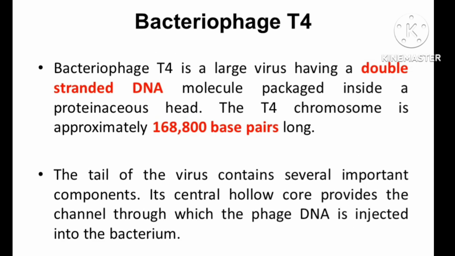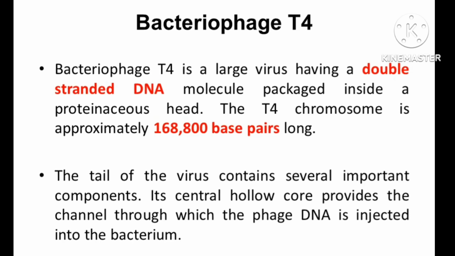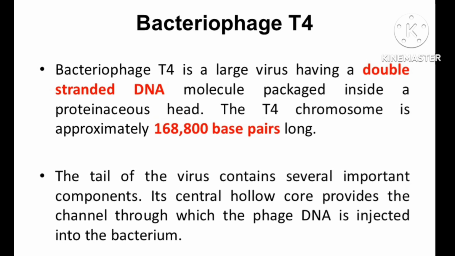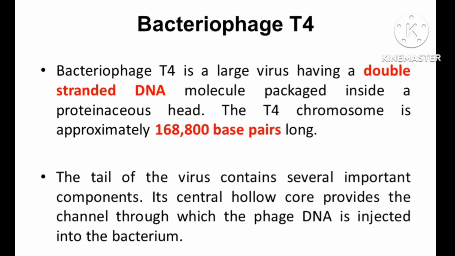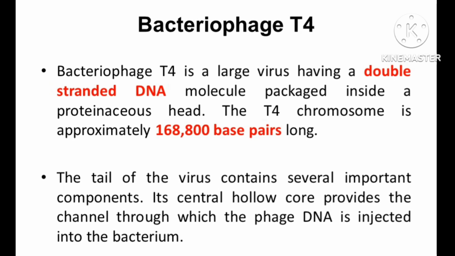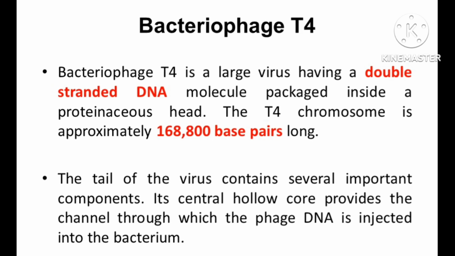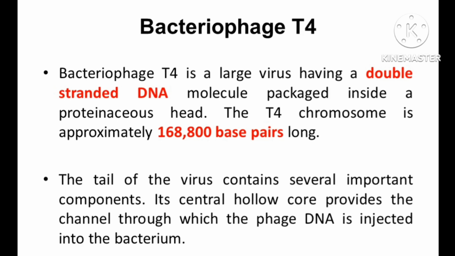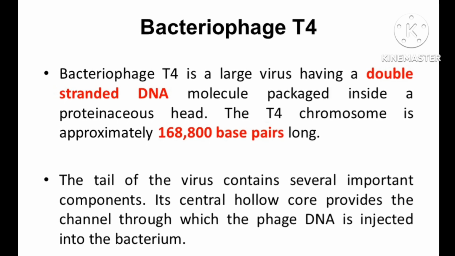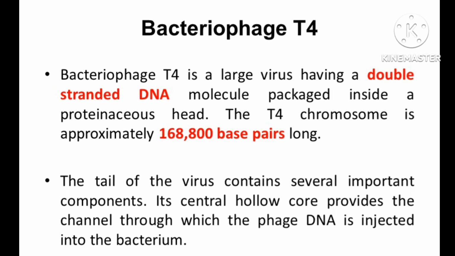Let's talk about the structure of Bacteriophage T4. Bacteriophage T4 is a large virus having a double-stranded DNA molecule packed inside a proteinaceous head. The T4 chromosome is approximately 1,68,800 base pairs long. The tail of the virus contains several important components. Its central hollow core provides the channel through which the phage DNA is injected into the bacterium.